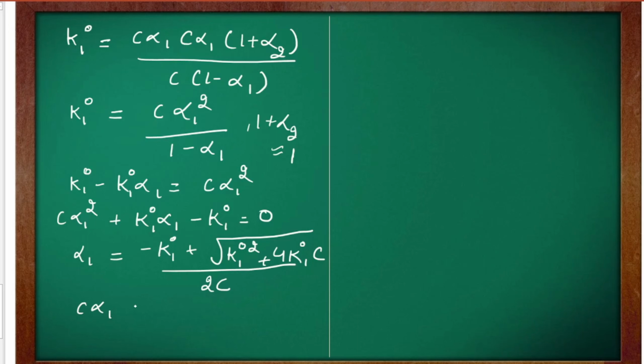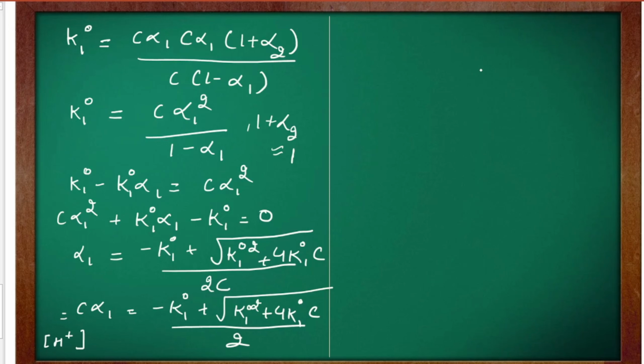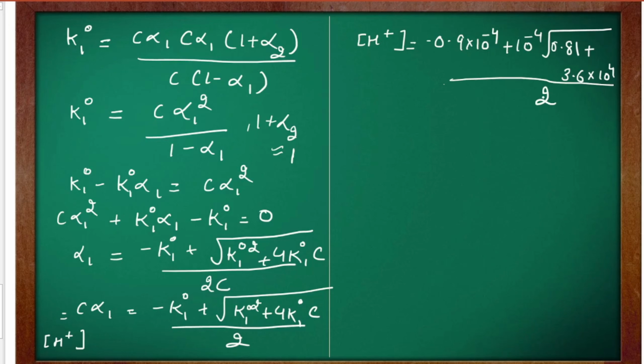On solving this, we get a quadratic equation in alpha 1: C alpha 1 square plus K1 alpha 1 minus K1 equal to 0. Alpha 1 equal to minus K1 plus square root of K1 square plus 4 K1 C, divided by 2C. Hydrogen ion concentration is equal to concentration of fumaric acid, which is 1 molar, multiplied by alpha 1.